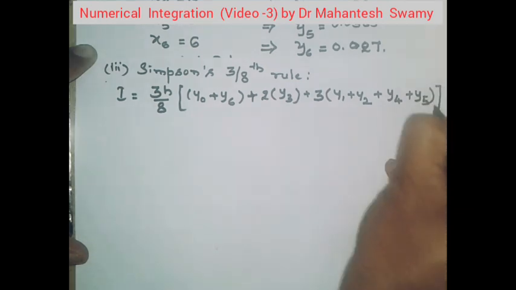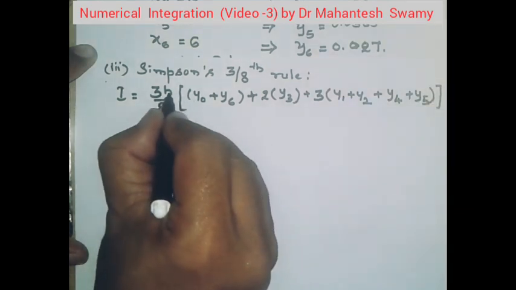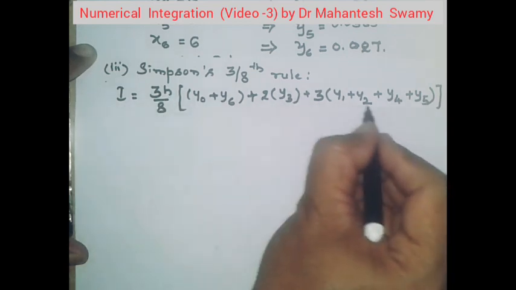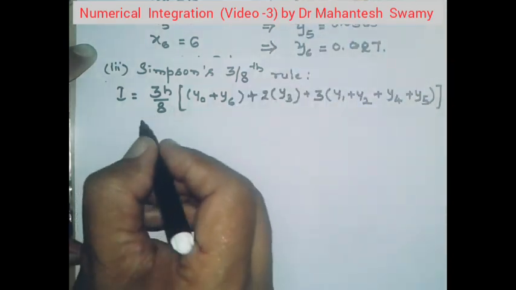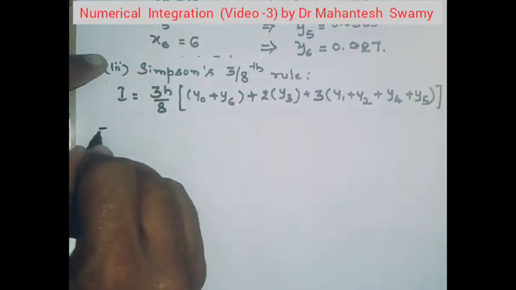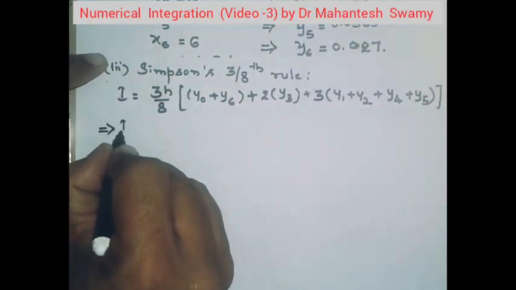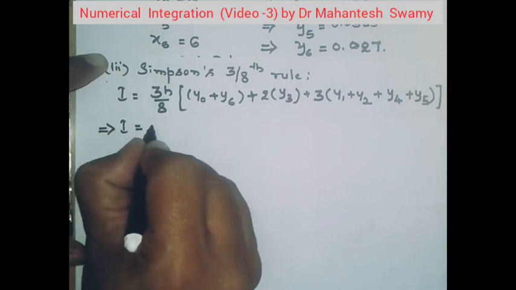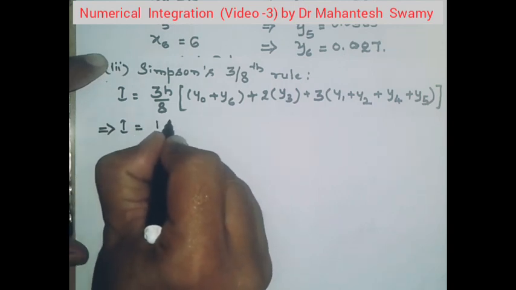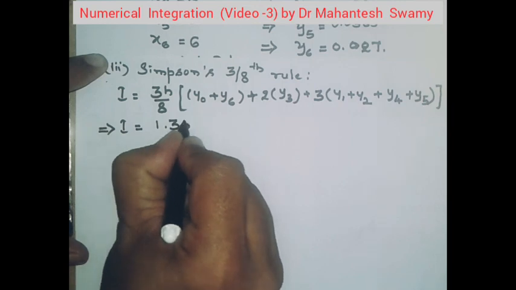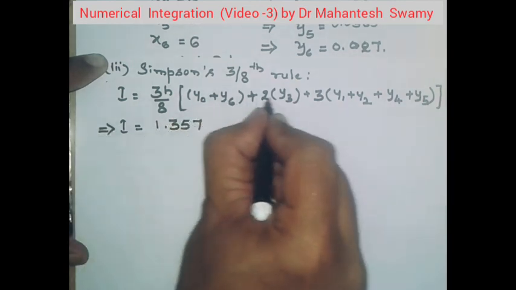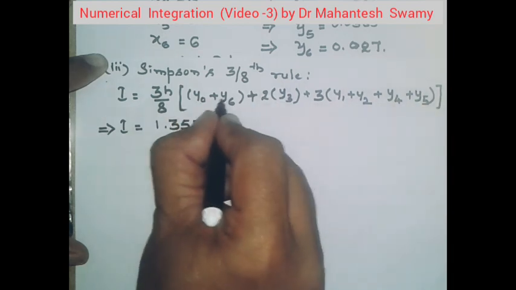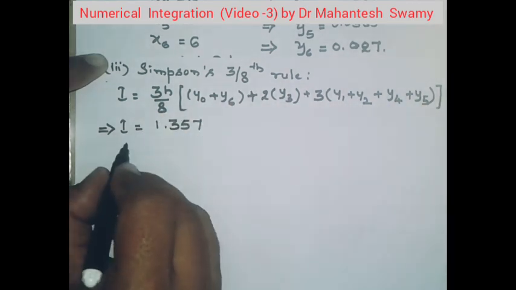Again it is our duty to substitute all the values. The h value is 1, y0, y1 and all other values should be substituted from the above list, and that gives us, after simplification, the value of the integral to be 1.3571. I have written directly the substitution of these values and simplification is left.